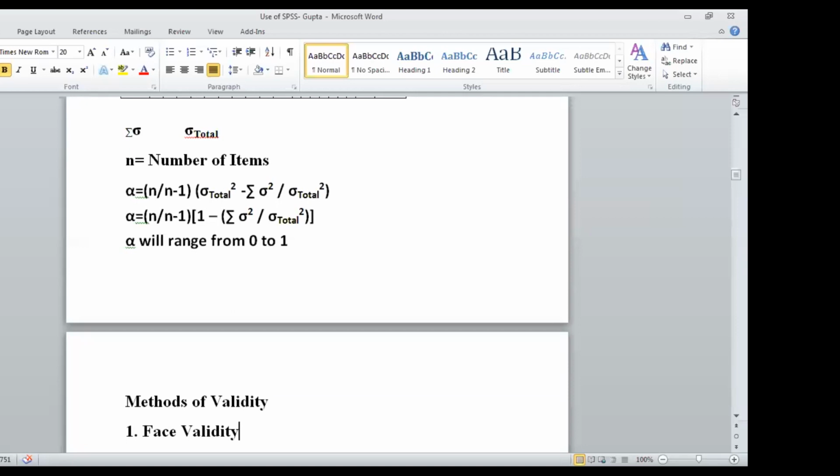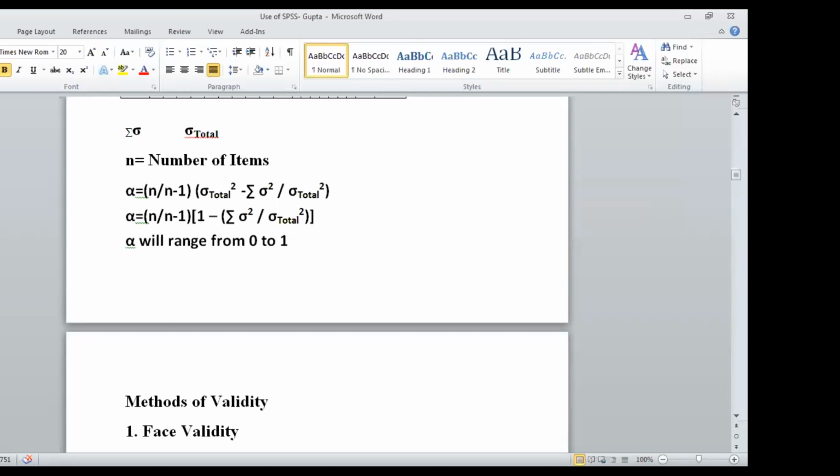This is face validity. Face validity is one of the useless validities. Many times you purchase a book by reading the title, and many times the title is very catchy. Your title may reflect that this particular book is about this, but when you go home and read, you may find it's not about what the title reflects.